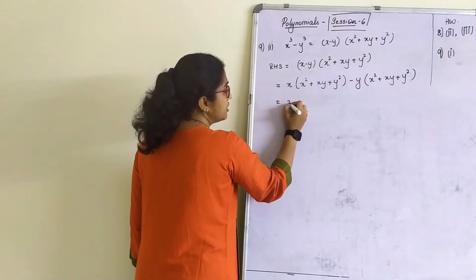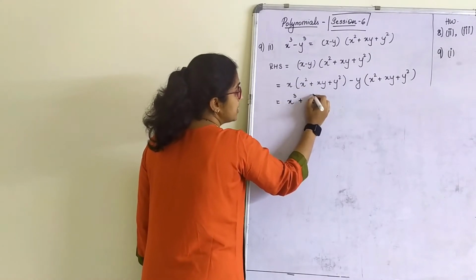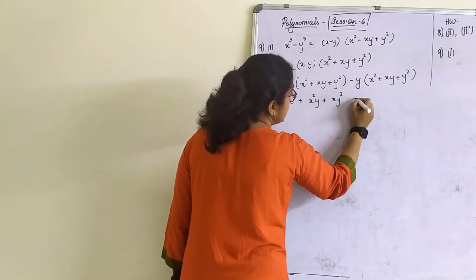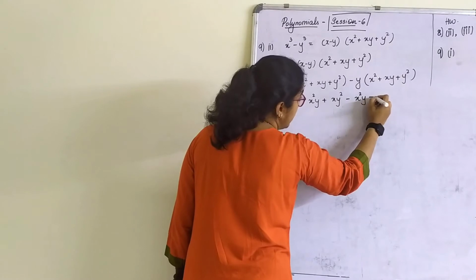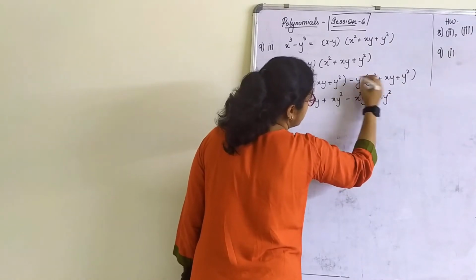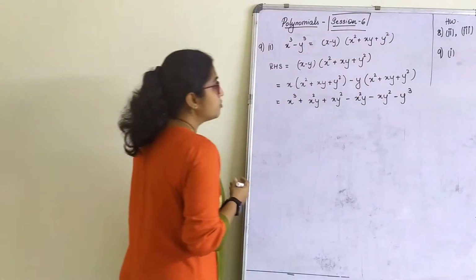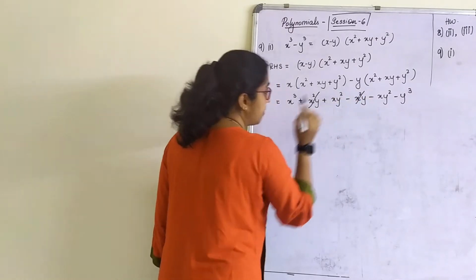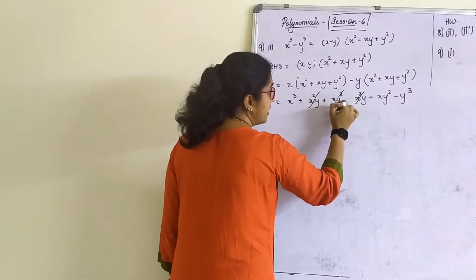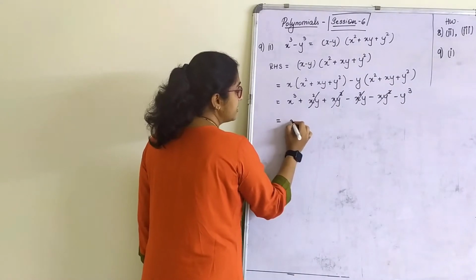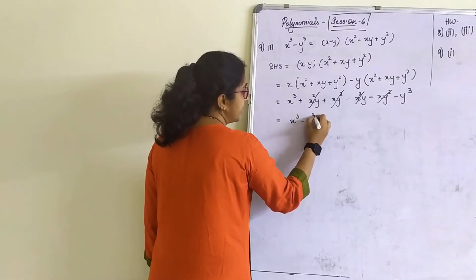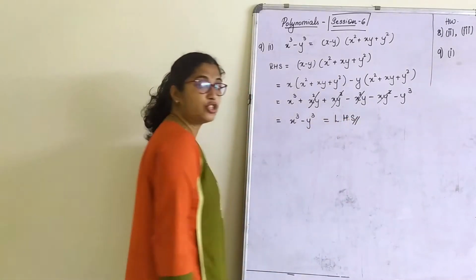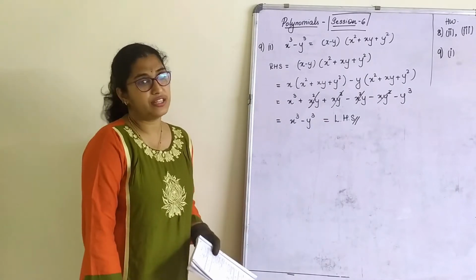Simplify this. x into x square is x cube plus x square y plus xy square minus x square y minus xy square minus y cube. So see whether you have like and unlike terms: x square y plus and minus cancel, xy square plus and minus cancel. What remained? x cube minus y cube, that is nothing but LHS. The same way you have to solve the first one.